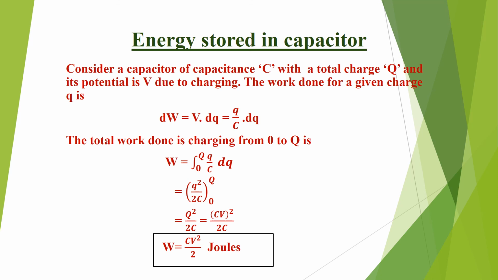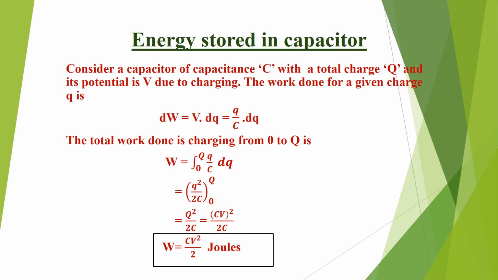The total work done in charging from 0 to Q is given as W equal to integral from 0 to Q of Q by C into dQ, by substituting the value of V. After integration and substituting the limits from 0 to Q, we get Q squared by 2C. What is Q? It is equal to C into V. So substitute Q equal to C V. We get C squared V squared by 2C. Once C is cancelled, finally we get the work done equal to C V squared by 2.